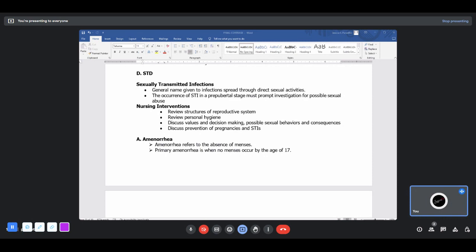Okay, for the nursing interventions, we have to review structures of the reproductive system, review personal hygiene, discuss values and decision making, possible sexual behaviors, and also consequences, and discuss prevention of pregnancies and sexually transmitted infections. So, sa mga kabataan, di ba, maraming nagkakaroon ng sexually transmitted disease. Madami na yan. And also, early pregnancy. So, we should also educate our patients, lalong-lalo na mga teenagers.